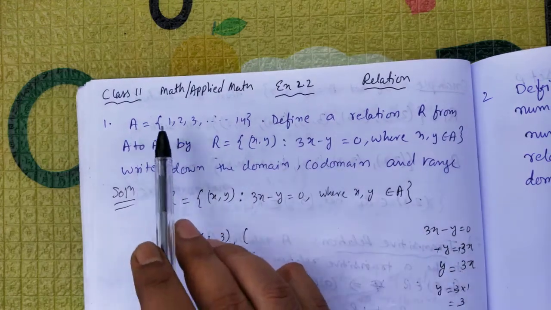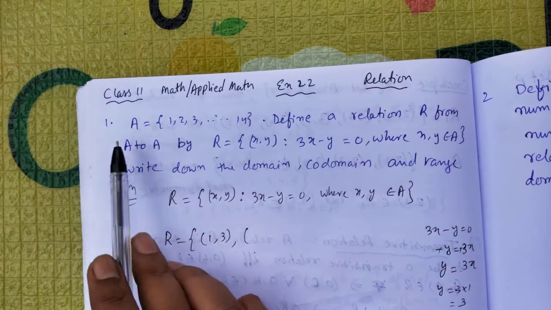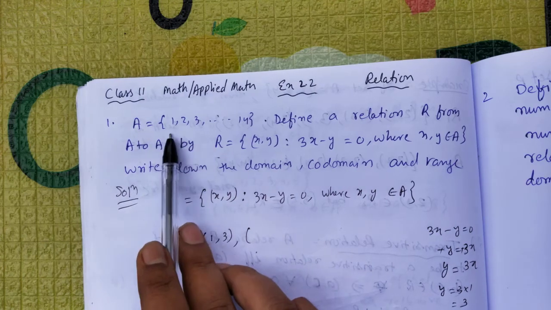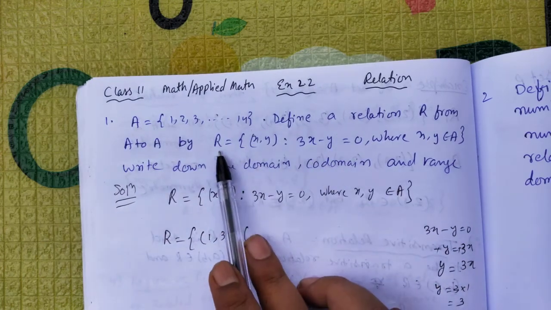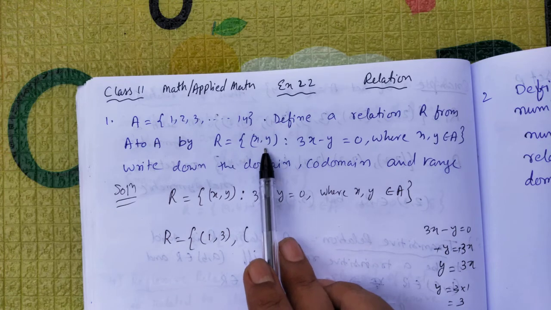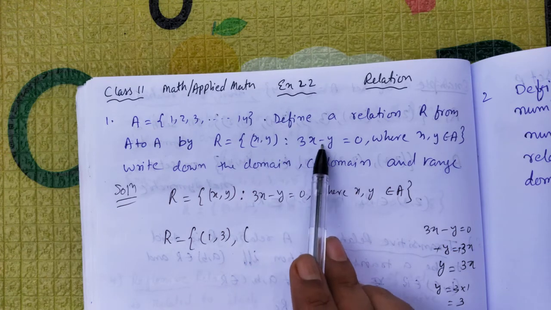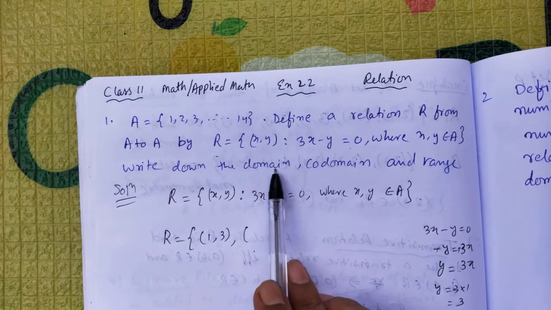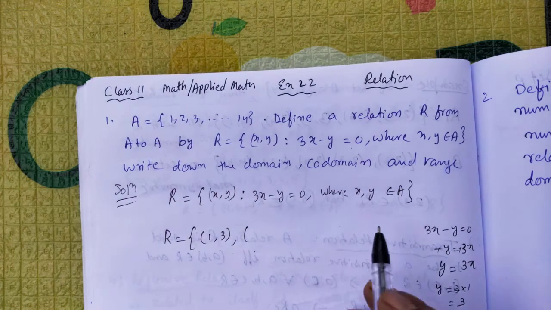Today we'll do exercise 2.2 based on relation. They've given a set A as 1 till 14 and the relation is defined as R = {(x, y) such that 3x minus y equal to 0}. So we're going to find the relation and we're going to write the domain, codomain and range.